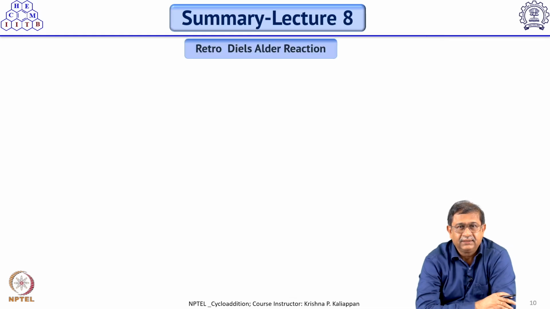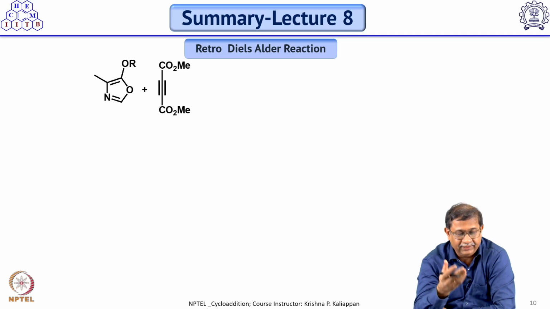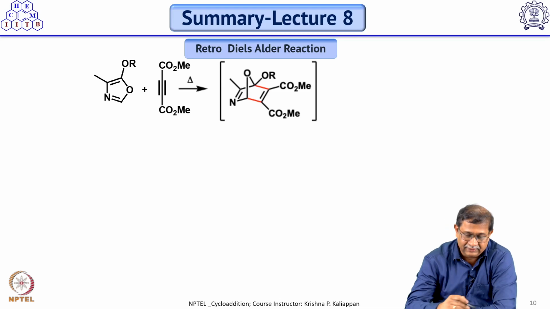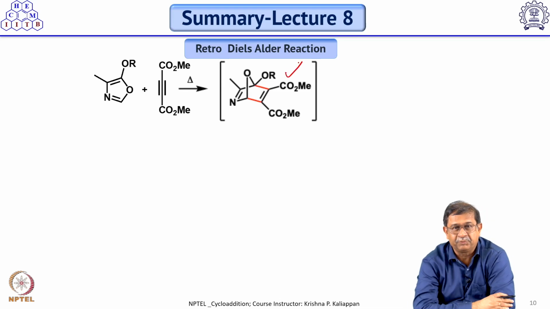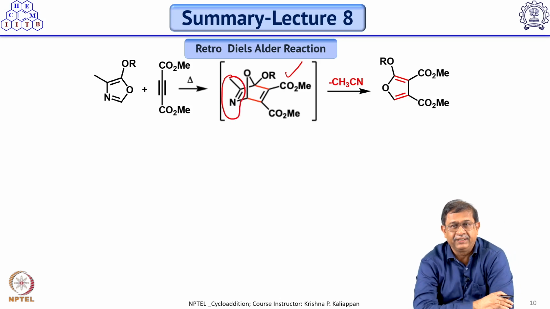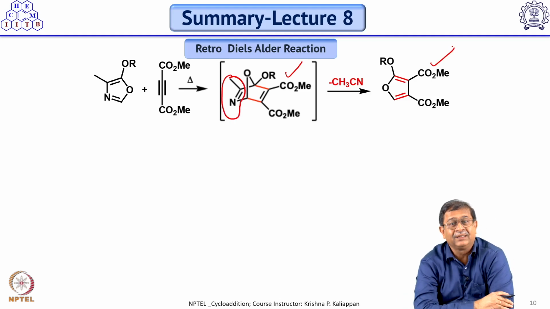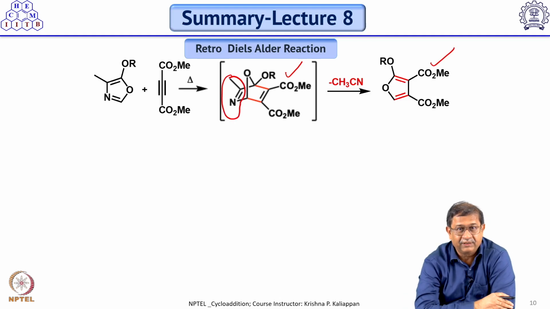In lecture 8, we talked about retro-Diels-Alder reaction. We know what is retro-Diels-Alder reaction. You take a diene and then do a Diels-Alder reaction first, and that gives this intermediate. Upon further heating, it undergoes elimination of a stable group. Here the stable group is acetonitrile, leading to this tri-substituted furan. So this type of retro-Diels-Alder reaction is very useful in making new types of aromatic compounds.